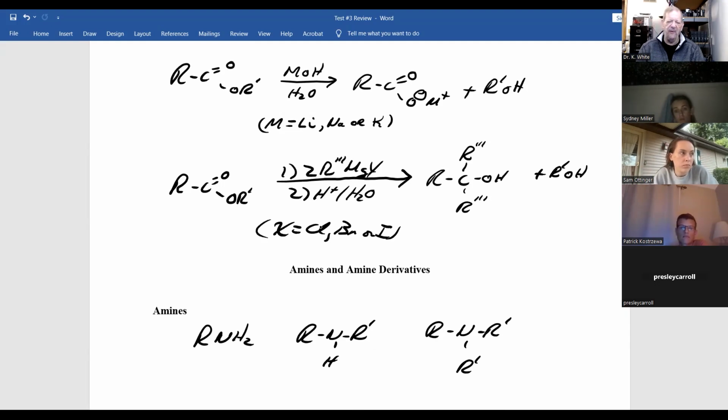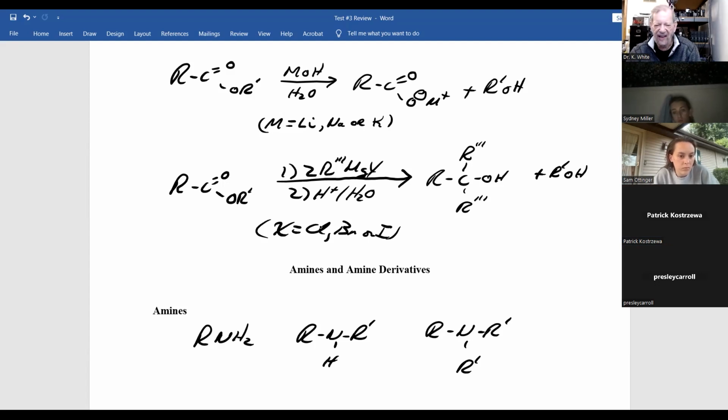X can be chlorine, bromine, iodine. Second step, acid and water. You make 2 products. You make an alcohol where you do something very special, something very rare. You make 2 carbon-carbon single bonds to what was the carbonyl carbon. And this OR from the ester becomes the second alcohol. And it's a way of making a very complex molecule very quickly. Oh, let's do one.